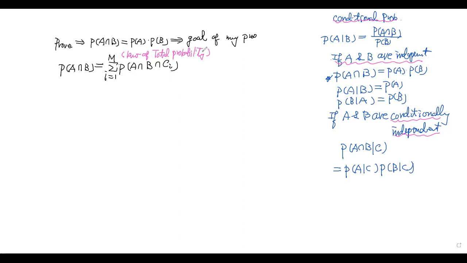So it's based on the law of probability. It's kind of like if this is your sample space, right? So you have C1, C2, C3, C4, C5. They are the partition of this sample space.